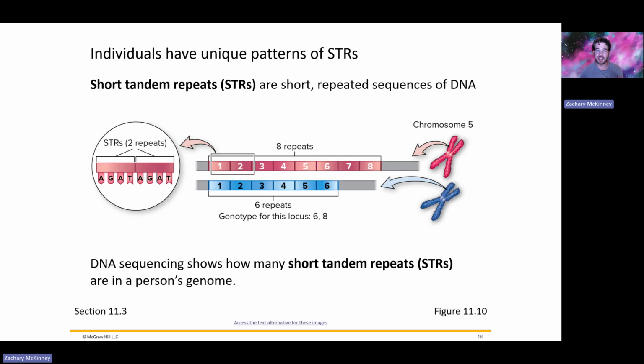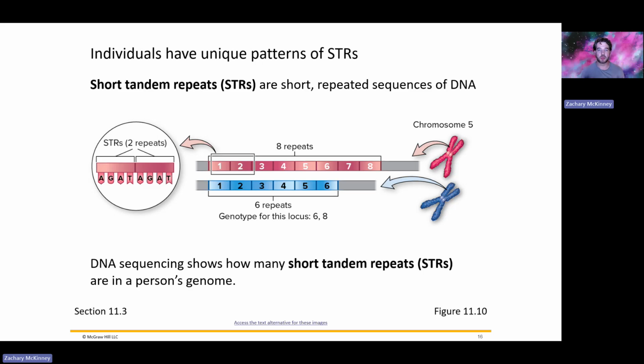And so it's really not likely for me and you and you and you and the rest of the world to have really matching STRs. We might have some that match because we're talking about 8 billion base pairs. But it's really not likely that we would have multiple matching STRs.